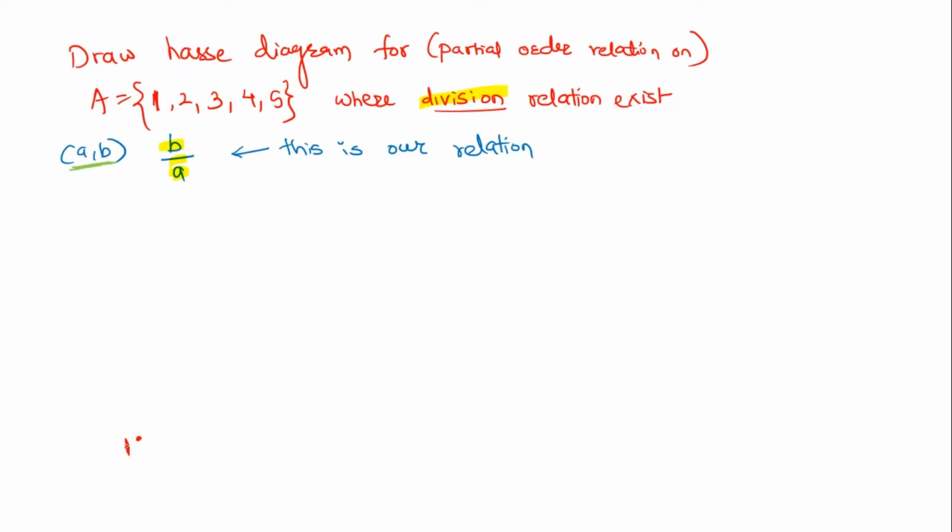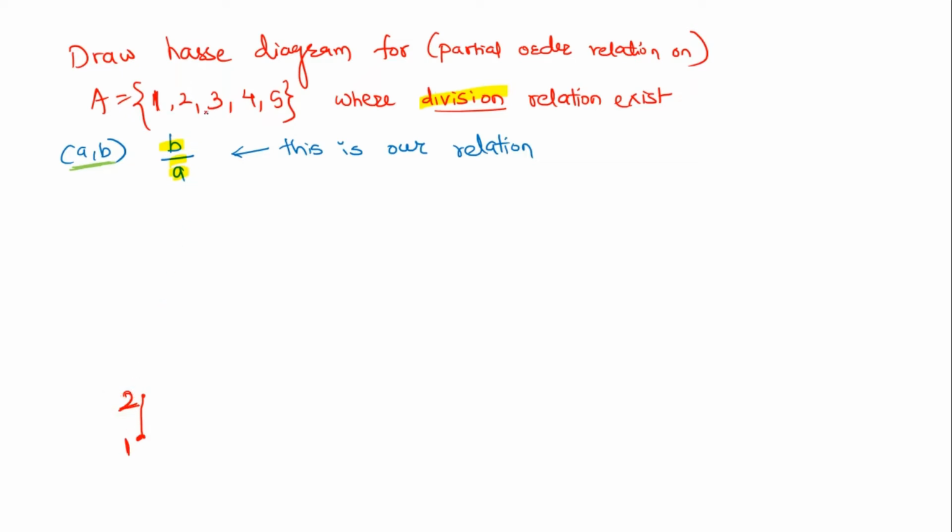Now we will try to compare this element with another element of your set. Take 1 and 2. Now in that, 2 is divisible by 1, so we will draw an arrow between 2 and 1, where 2 is present on the top part and 1 is present on the bottom part.